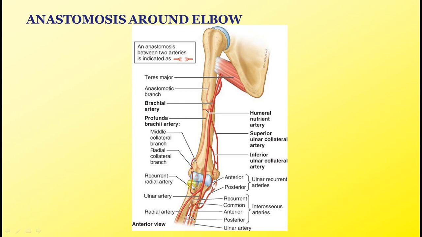In front of the epicondyle, it is from the radial artery, that is the radial recurrent artery. It will anastomose with the anterior descending branch of the profunda brachii artery, and the radial collateral artery, which is actually behind the lateral epicondyle. Here, at the medial epicondyle, we have discussed the branches of superior ulnar collateral and inferior ulnar collateral with the branches from anterior and posterior ulnar recurrent arteries.